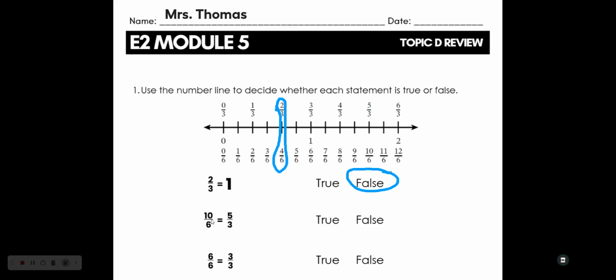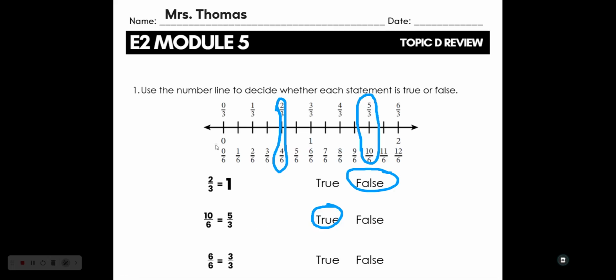Okay? I'm going to do the same thing. I'm going to find 10/6. So the sixths are down here. 10/6, here it is. So I'm going to circle the equivalent fraction. And it should be 5/3. Is it 5/3? Well, yes, it is. So I know that's true.